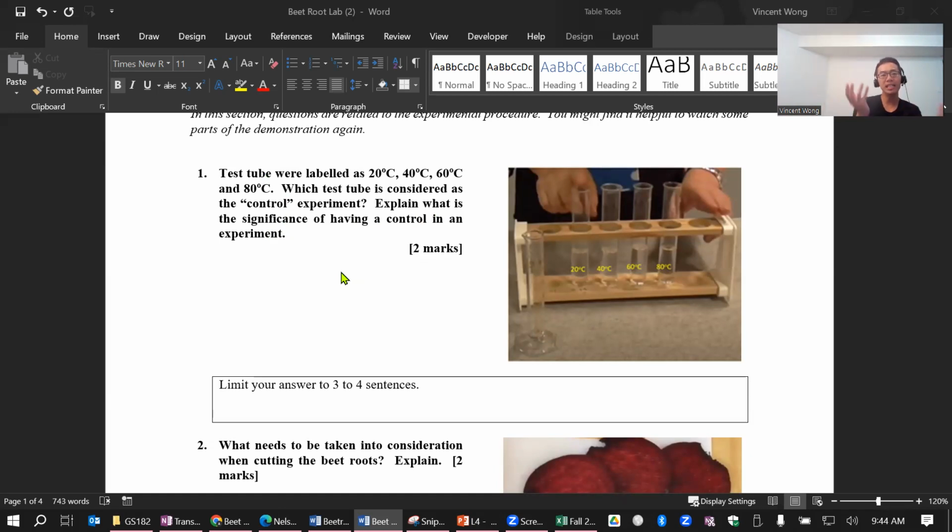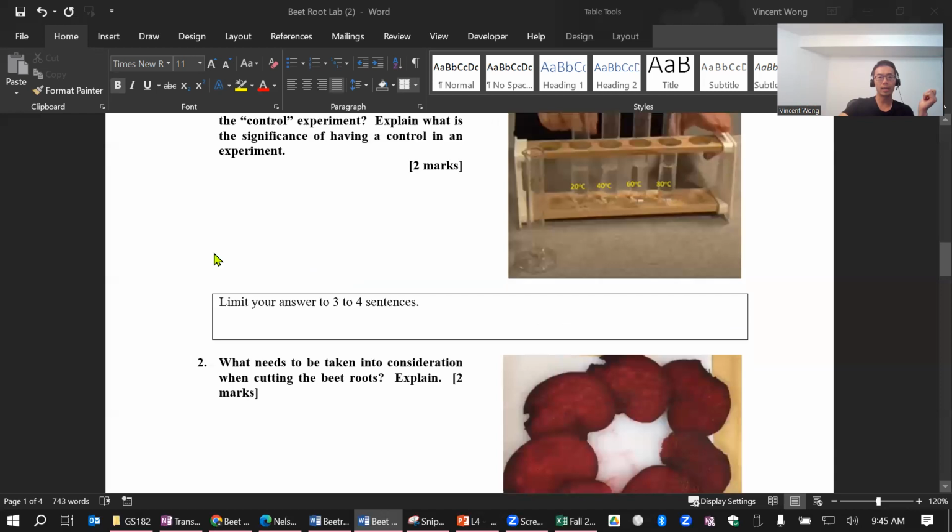Why do we even need a control in an experiment? Why can't we just have the experiment? Think about vaccine testing. Why do we have to have people who don't receive the vaccines? Why not just give everybody the vaccines and see what happens? What's the purpose of having a control? Believe it or not, we wrote this down during lecture 1. So if you're not sure, go back and look at it.